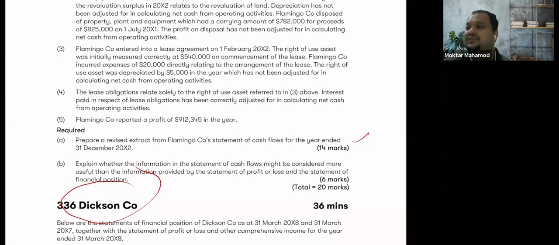So any questions so far? Di mana yang tertinggal? Tak cukup soalan cash flow ke? Ya. Macam nak lagi soalan? Tengah semangat? Cukup? Okay.